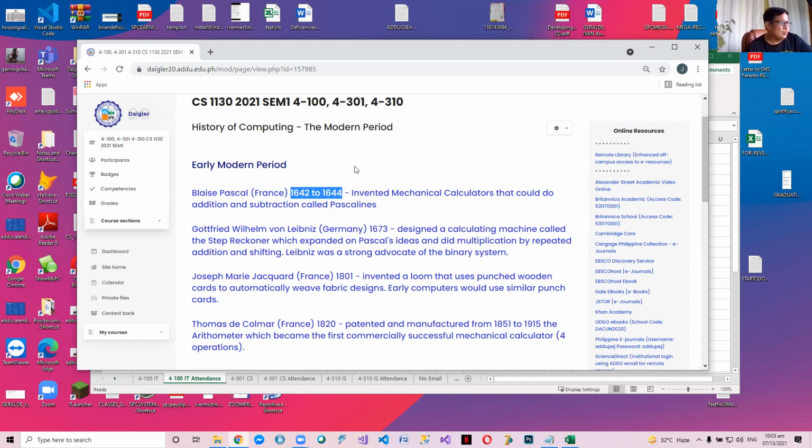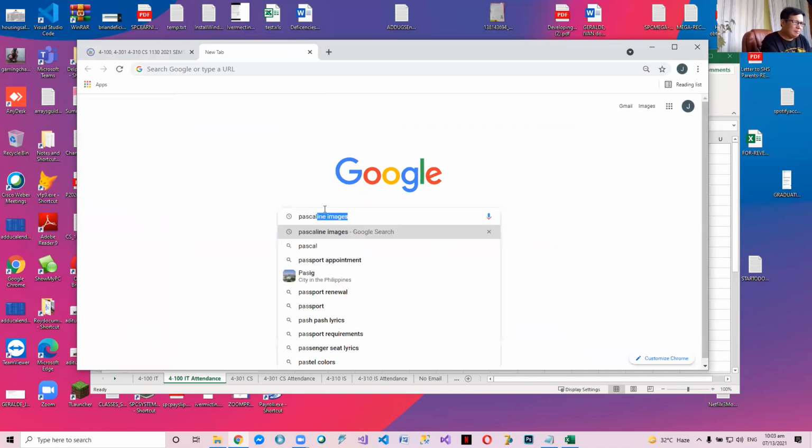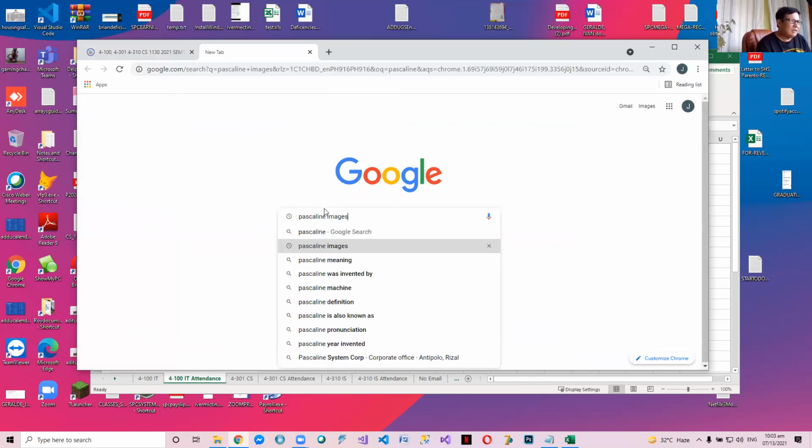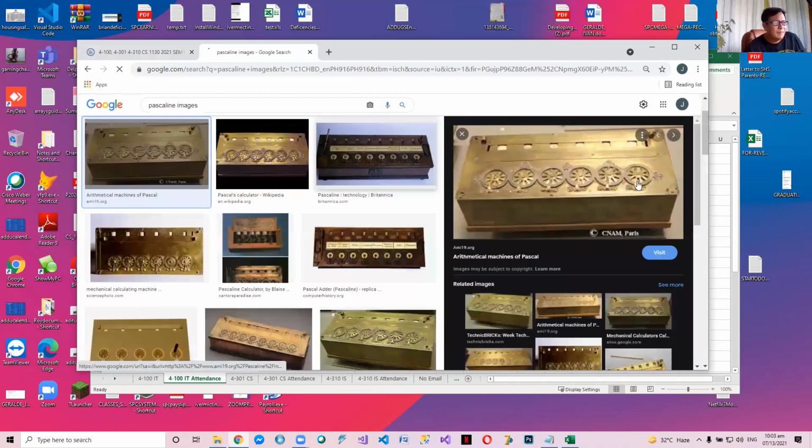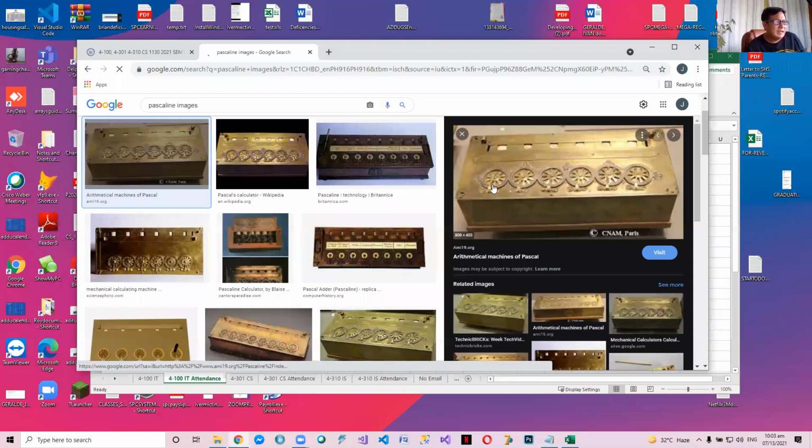During 1642, Blaise Pascal invented a mechanical calculator that could do addition and subtraction. These are called Pascalines. Let's look for Pascalines. How does a Pascaline look like? It's like this. There are no keyboards like in a modern calculator, but the digits are indicated by rotating wheels. In a rotating wheel, there are 10 digits from 0 to 9. The first digit indicates the unit, and the next is the tens digit, hundreds digit.